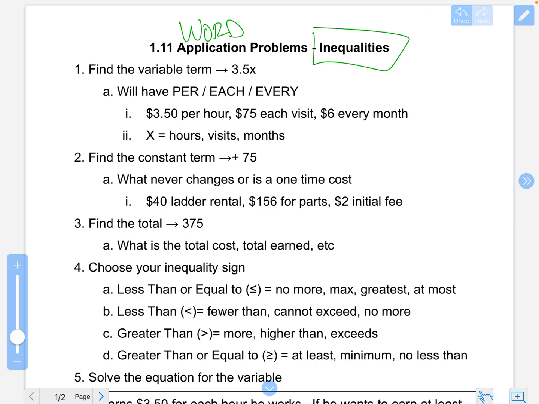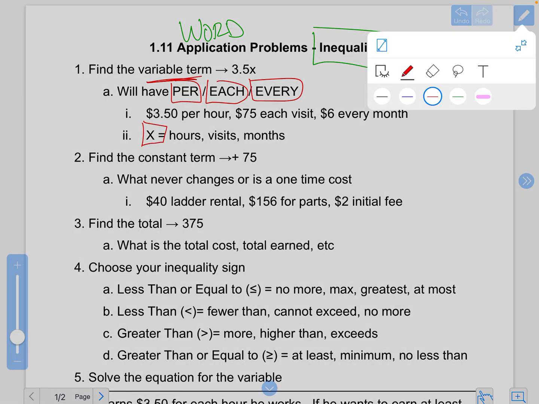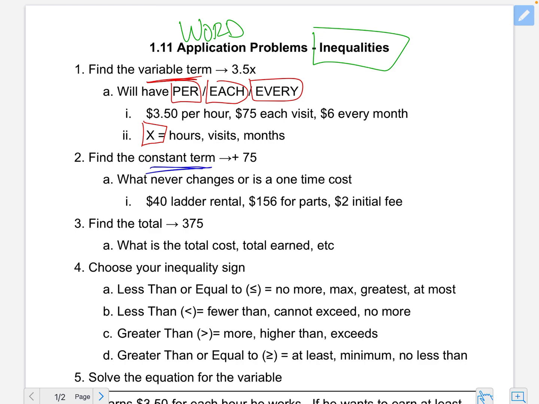So again, we're looking for our variable term, which is per, each, and every. $3.50 per hour, $75 each visit, $6 every month. And then whatever the per, each, or every is, that's what our x is. Next, we need our constant term. So our constant term is a one-time cost. It's a ladder rental. It's $156 for parts. It's an initial fee, and it's what we tack on at the very end.